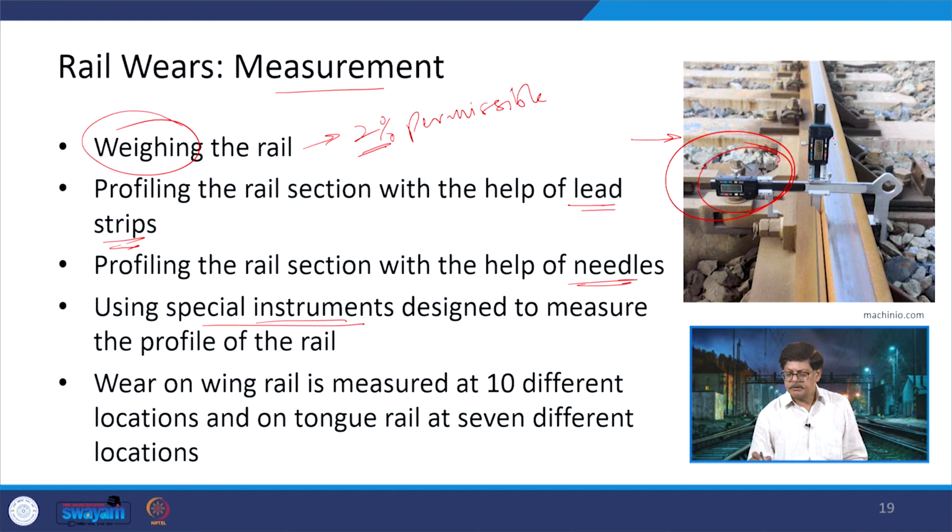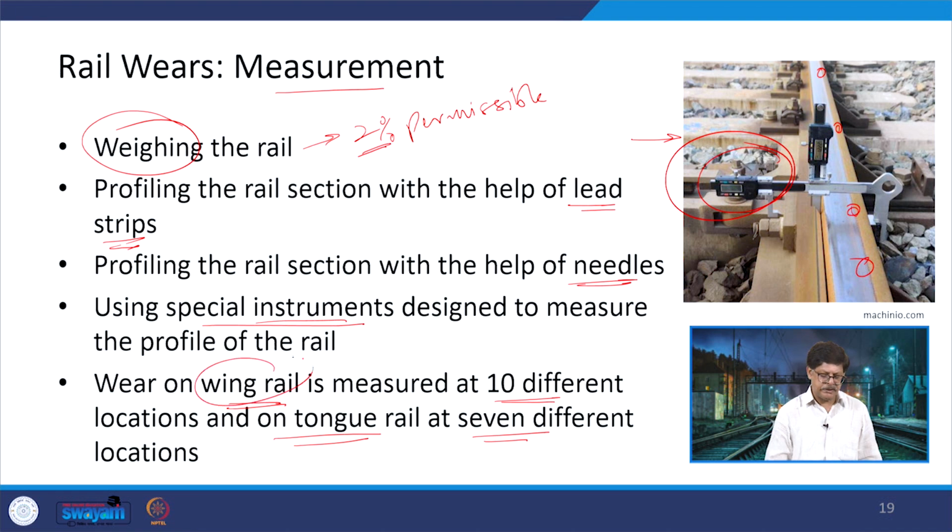As the number of locations where measurements have been taken increases, that will give you an idea whether there is wear at any of the sections. Now, when we take this number of measurements, it says that if it is a wing rail, then the measurement is done at 10 different locations, and if it is a tongue rail, then it is done at 7 different locations.